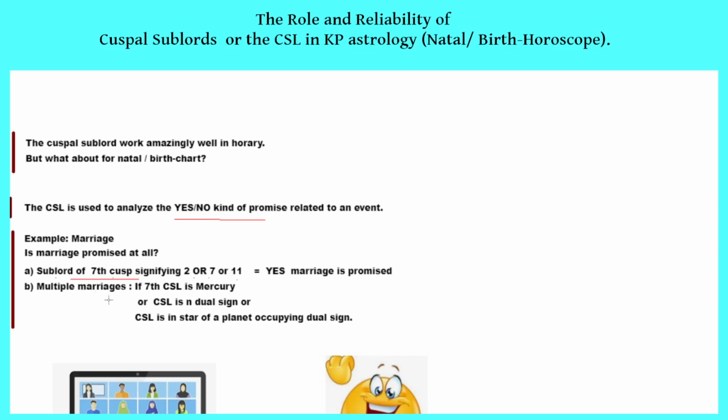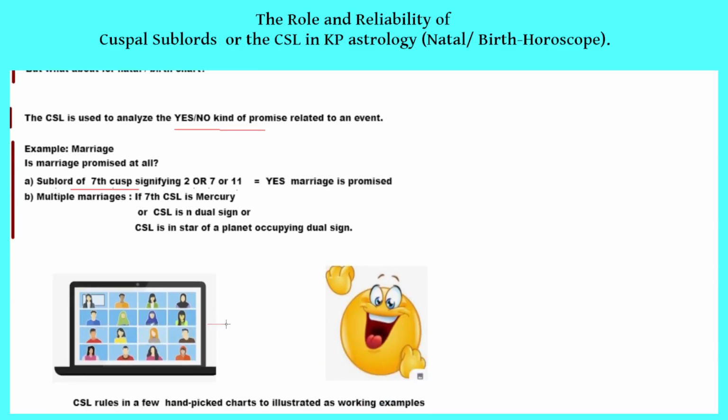Similarly, for the multiple marriage, if seventh CSL is Mercury, or CSL is in a dual sign, or CSL is in the star of a planet occupying dual sign, then there is a promise for the second marriage. When you attend a typical KP class, this is what is taught. These rules are taught, and then you become very excited about these rules, because these rules are simple.